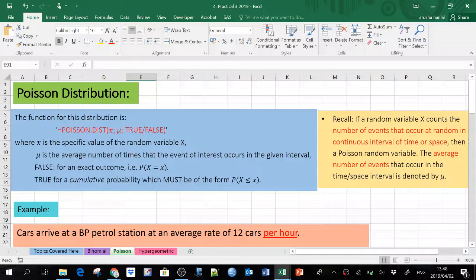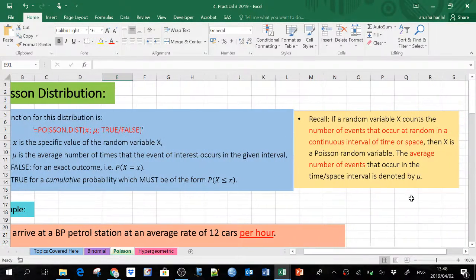This is where our random variable x counts the number of events that occur at random in a continuous interval of time or space. Then our x has a Poisson distribution. The average number of events that occur in a time, space, or interval is denoted by mu.